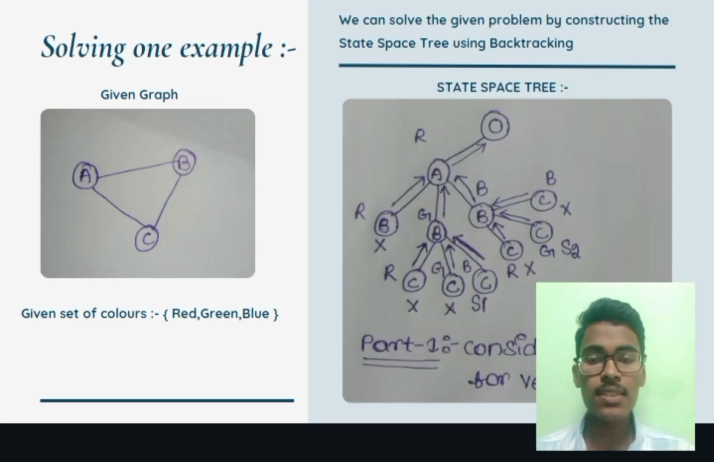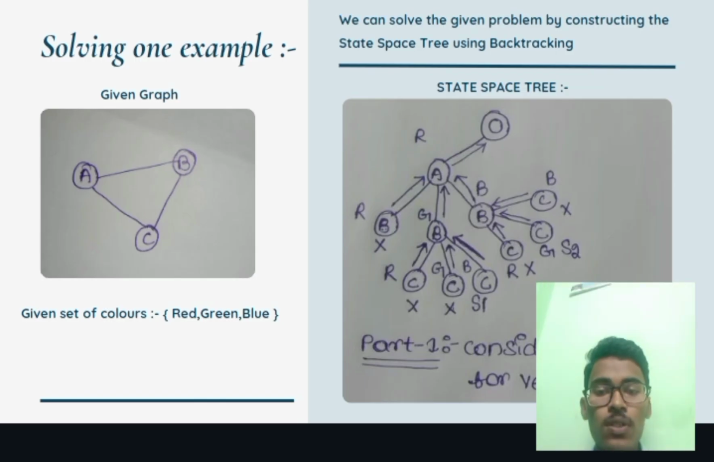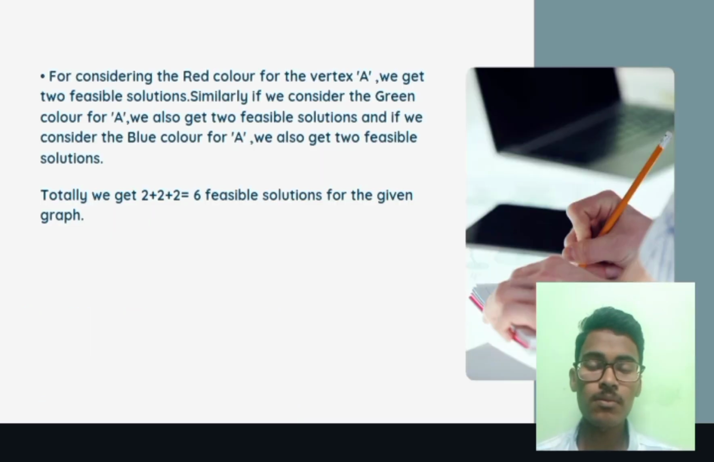When we consider the red color for vertex A, we get two possible solutions. Similarly, when we consider the green color for vertex A, we get two more possible solutions. Similarly, when we consider the blue color for vertex A, we get another two possible solutions. So totally we get 6 feasible solutions for the given graph.